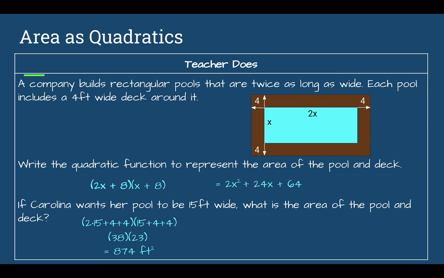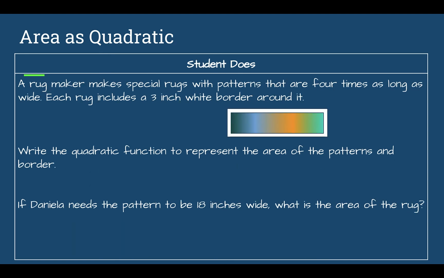Or, since we just found the quadratic model for that area, we can use that function and evaluate f of 15. So you can plug in 15 every time you see x, and you end up with the same value, 874 square feet. Now it's your turn. Pause the video one last time. Answer the questions regarding the rug.